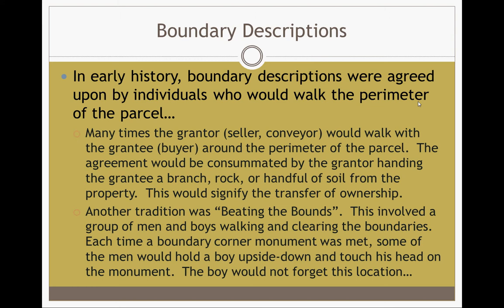In early history, boundary descriptions were agreed upon by individuals who would walk the perimeter of the parcel. For instance, many times the grantor, or the seller or conveyor, would walk with the grantee, the buyer, around the perimeter of the parcel, and then the agreement would be consummated by the grantor handing the grantee a part of the property, a branch, a rock, or a handful of soil. Now this would just signify the transfer of ownership.